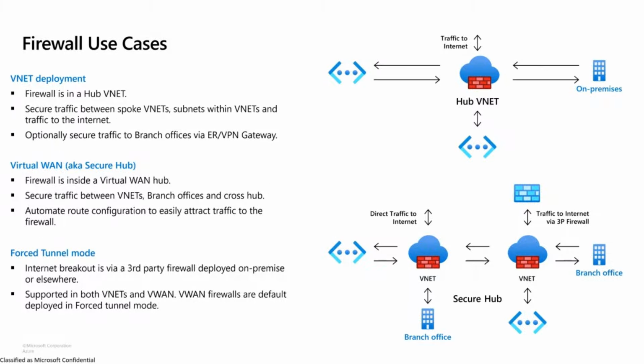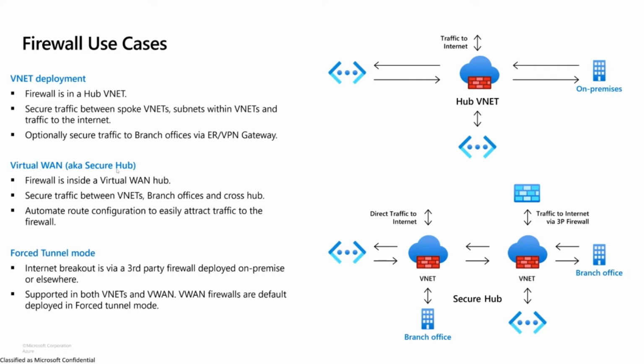Now let's review some different use cases where you can implement the Azure Firewall in your environment. The first one is the VNet deployment. So basically you can place the firewall in a central hub VNet, then peer your spoke VNets to it. So this allows inspection of traffic between spokes to the internet or even on premises or any other cloud environments.